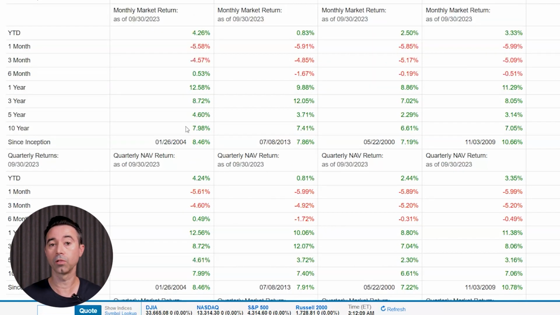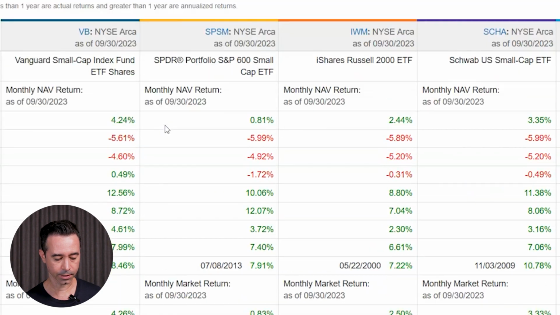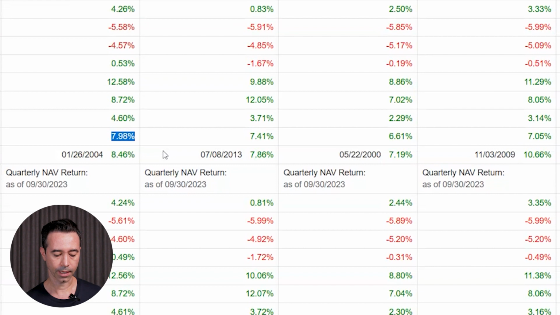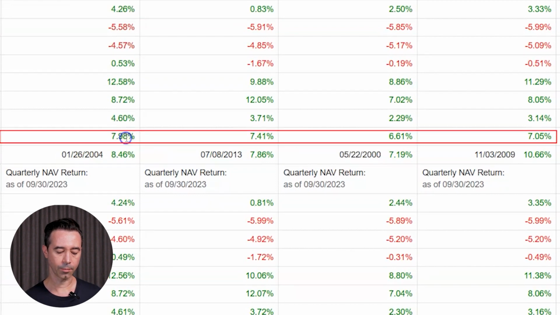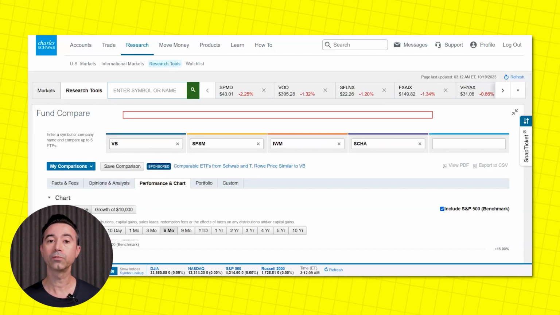So I want to see, let's say maybe the longer term return. The highest return we have for the 10-year is VB, this one here. That's a Vanguard small cap stock ETF, and it's got almost an 8% rate of return over this 10-year time period. And then we have 7.41, 7.05. On the 3-year, it's a bit lower though for VB. So right now I'm thinking that VB looks decent.